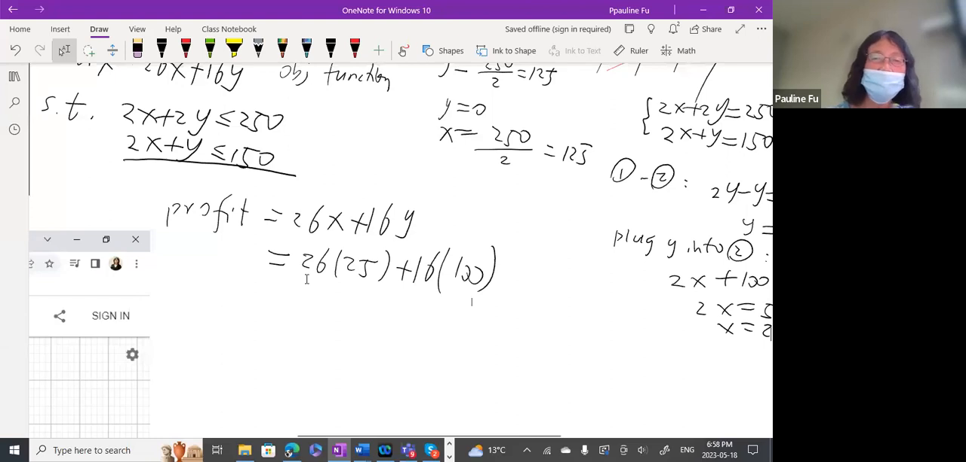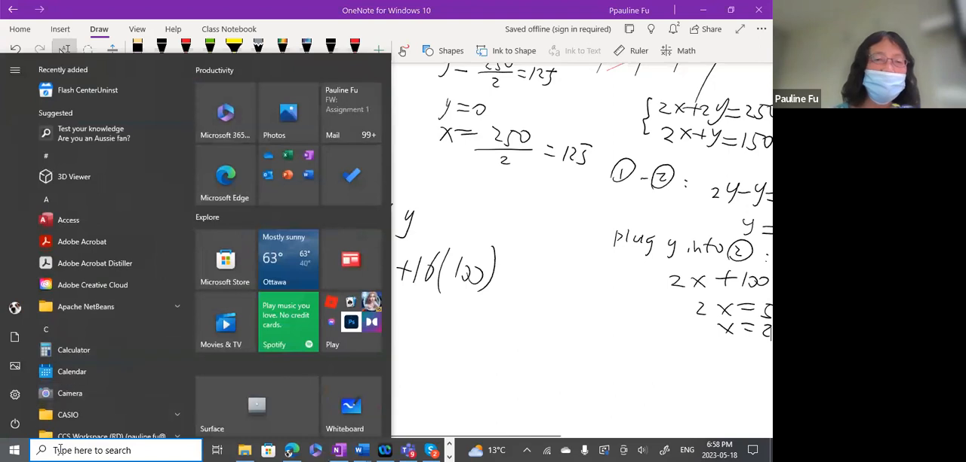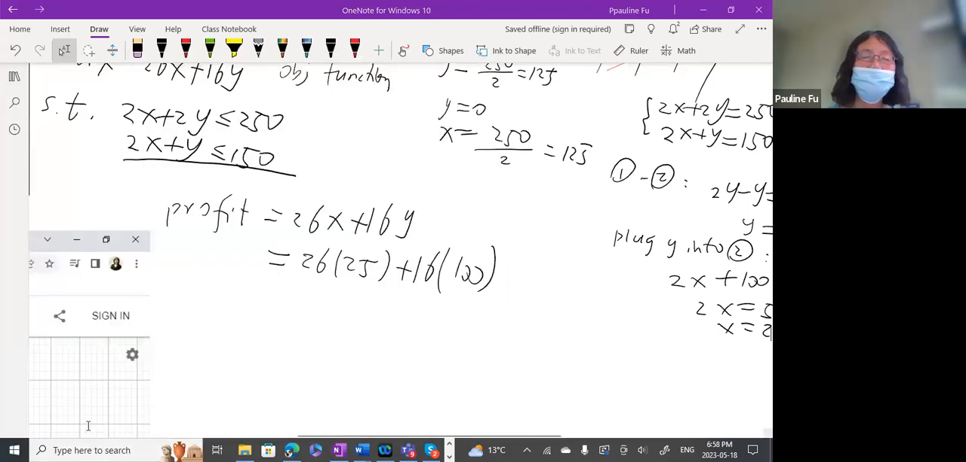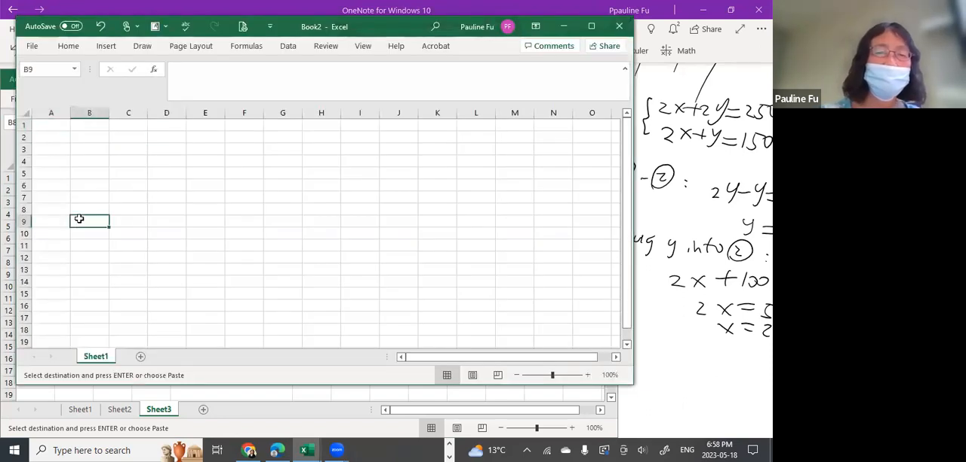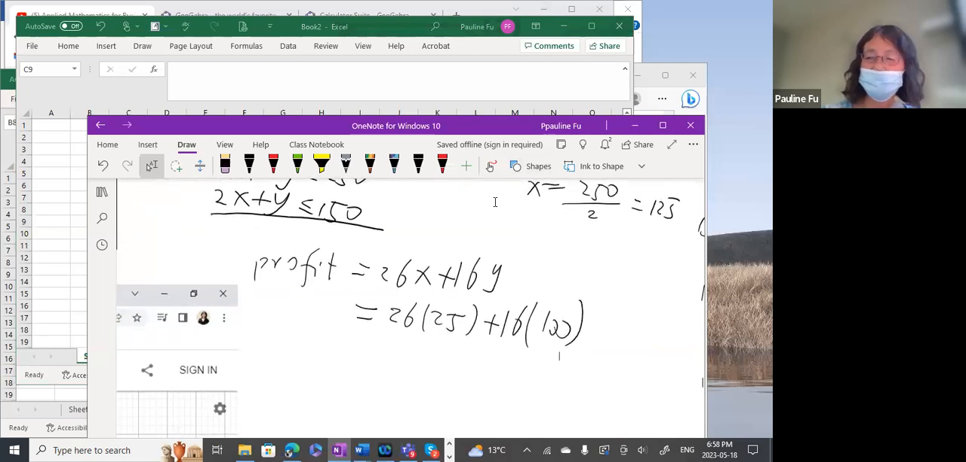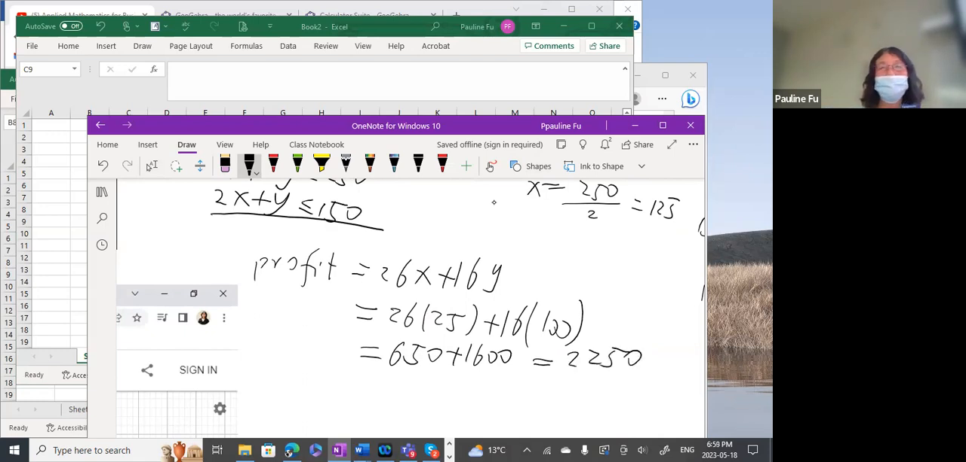Or we can compute 25 times 26. So I need 25 times 26. Oops. Thank you. 25 times 26. So the profit is 2,250. This is the profit. This profit can be achieved when you produce 25 air conditioners and 100 fans. Questions?